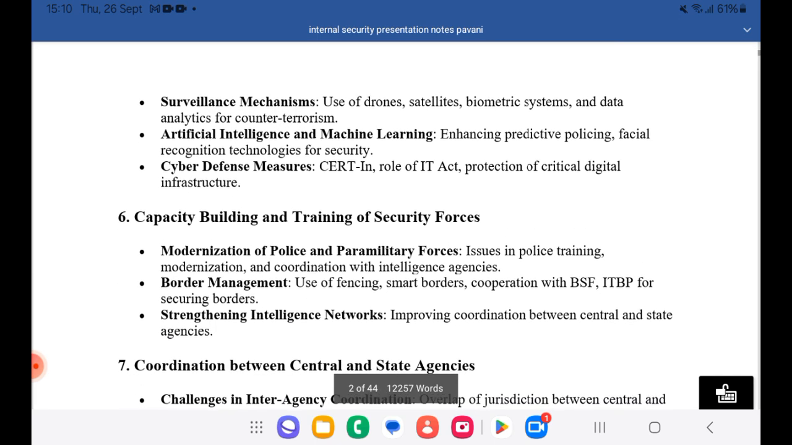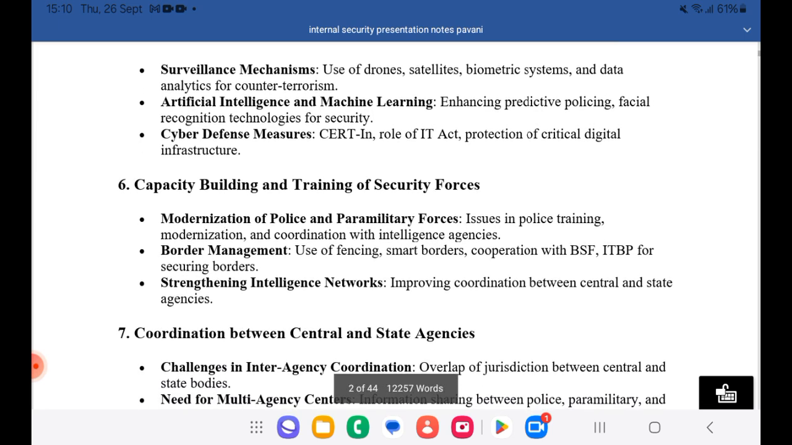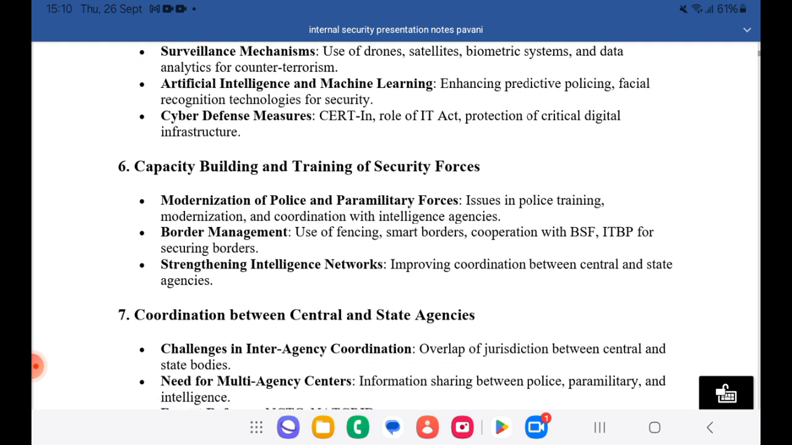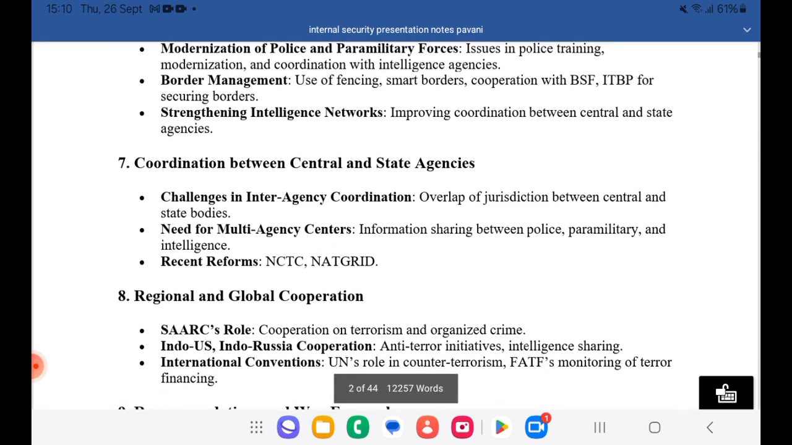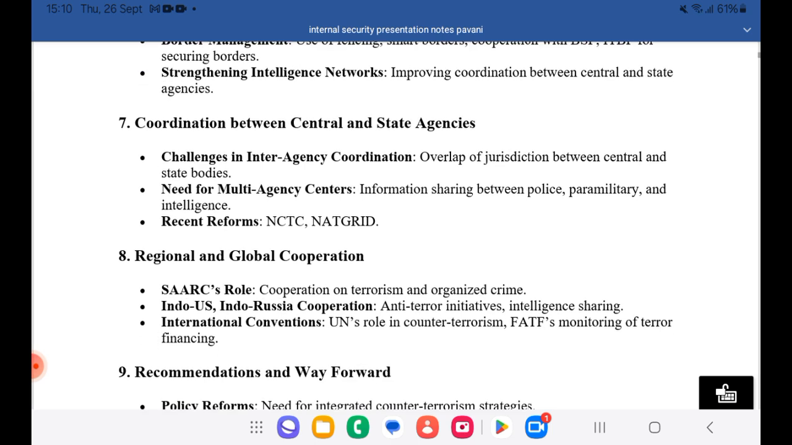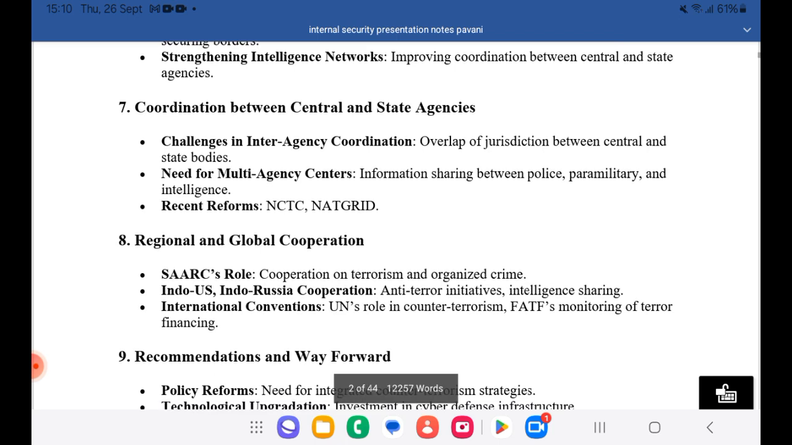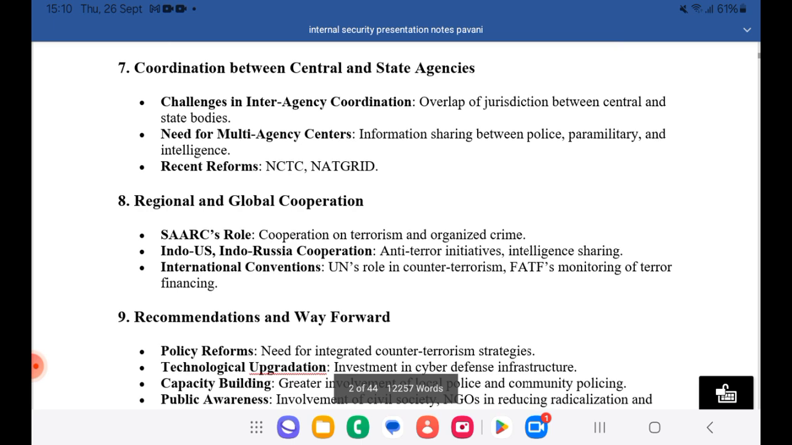Then capacity building and training of security forces. So how will you train them? First modernize things, then do border management, and strengthen the intelligence network. Then coordination, cooperation and integration is the term I used. In the coordination between central and state agencies, we'll see the challenges, then the need for multi-agency centers, and then the recent reforms.